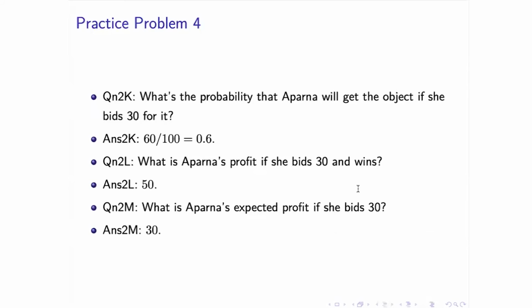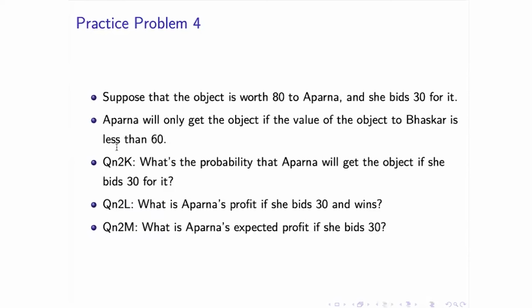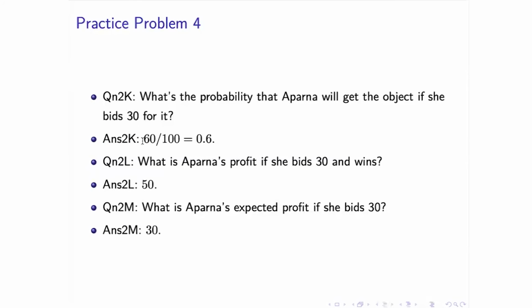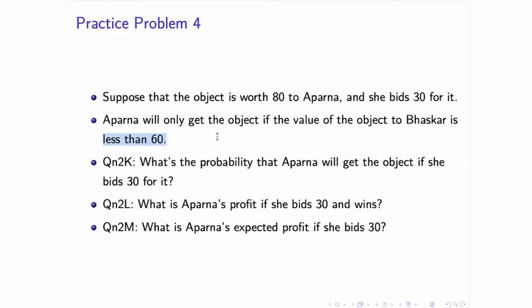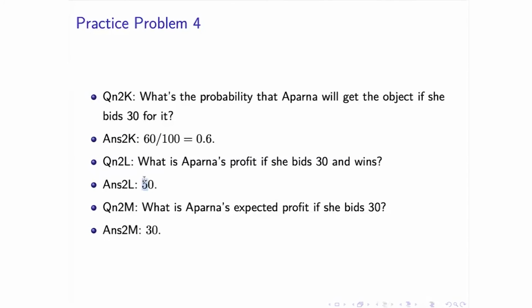So Aparna will feel that she will win the object if she bids 30 for it, if Bhaskar's valuation of the object is less than 60, right? And that happens with a probability 60 by 100, right? So that's the answer to the first part, which is 0.6. So what is Aparna's profit if she bids 30 and wins? Well, remember that the object was worth 80 to Aparna. So if she wins by bidding 30, then she's going to have a profit of 50.